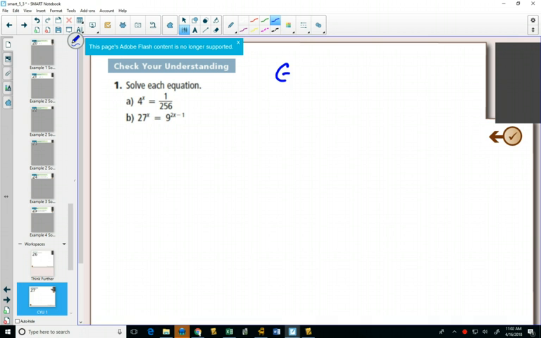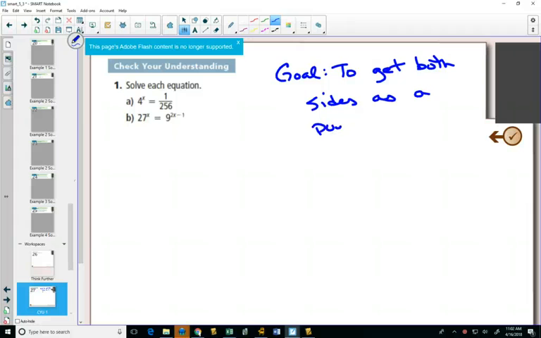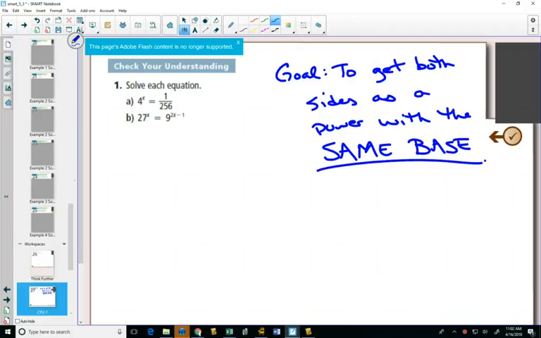using our powers chart, and our goal is to get both sides as a power with the same base. So that's going to be our goal. Can we get both sides of our equation to be a power of the same base? If we can do that, things are going to be easy to solve for. So we're going to see that in example 1.